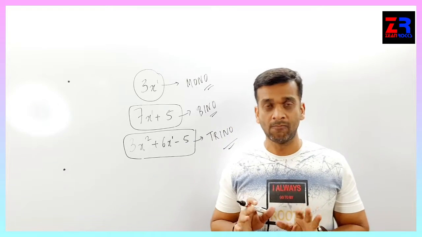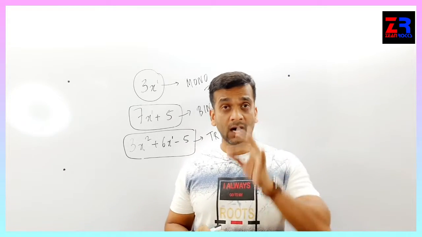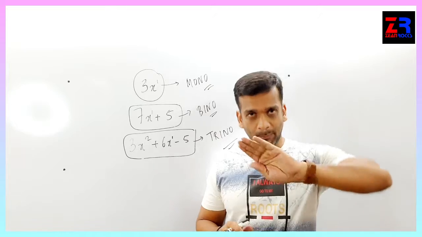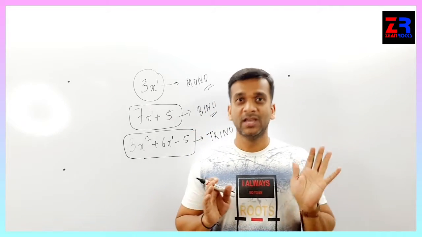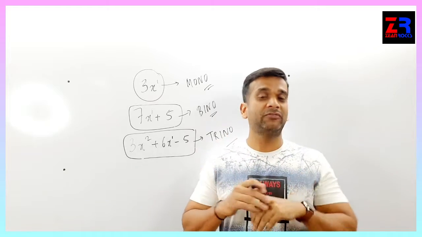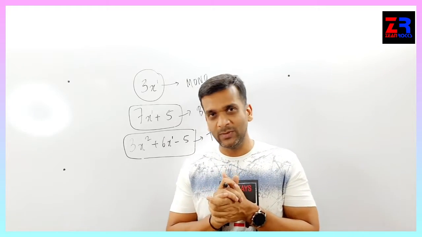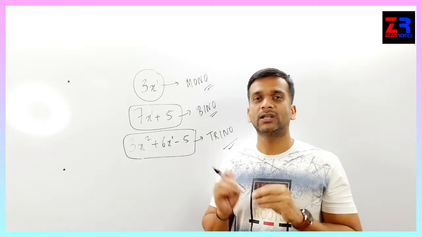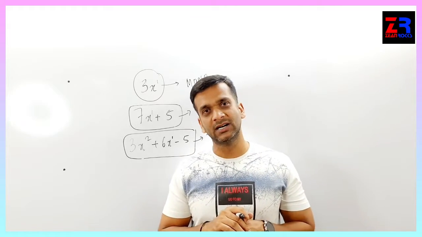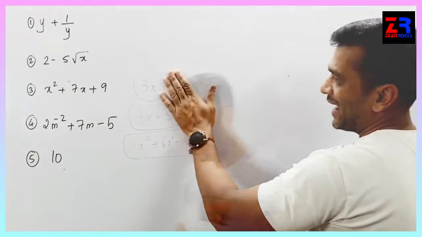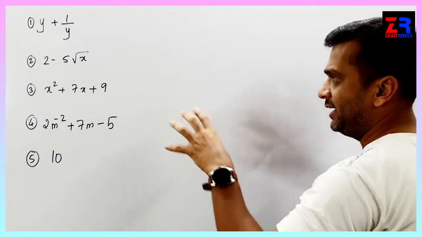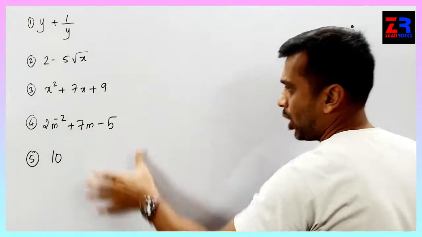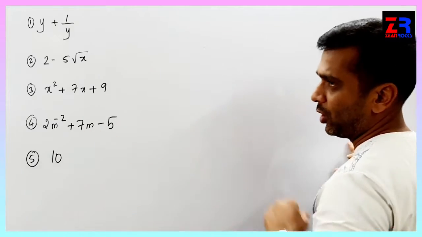Is this clear? Just remember, the power of the variable has to be a positive integer. If it is not positive or if it is not an integer, that means the expression is not a polynomial. Is this clear? Okay. Practice set 3.1, question number 1. Find out which are polynomials and which are not polynomials.